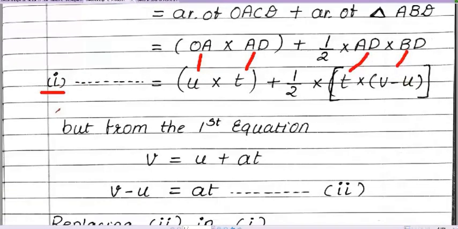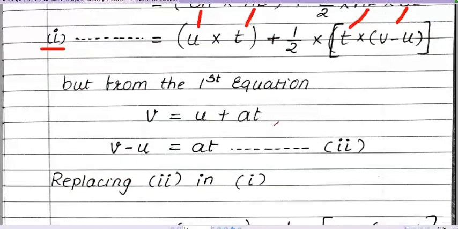Now, when I was explaining the introduction part, I told you that to derive the second equation of motion, we'll have to take the help of the first equation. So now this point will come. See, this is our first result. But from the first equation, we know that V is equal to U plus AT. And you can see here, this is V minus U. If this U comes here, it becomes V minus U, and V minus U is equal to AT. Let's say this is our second result.